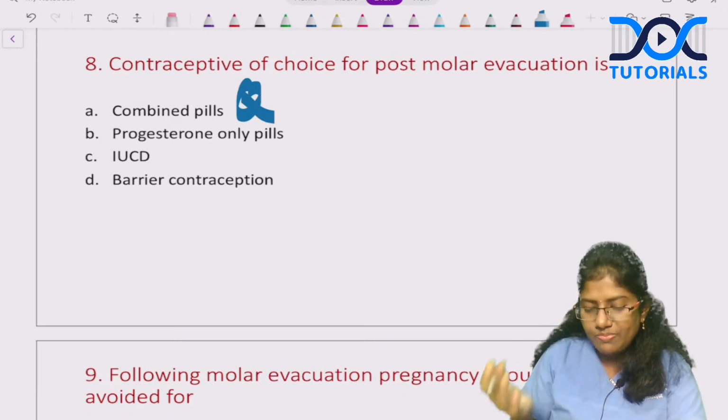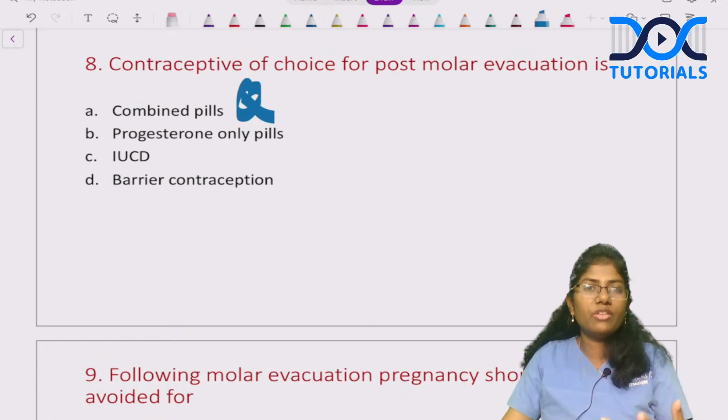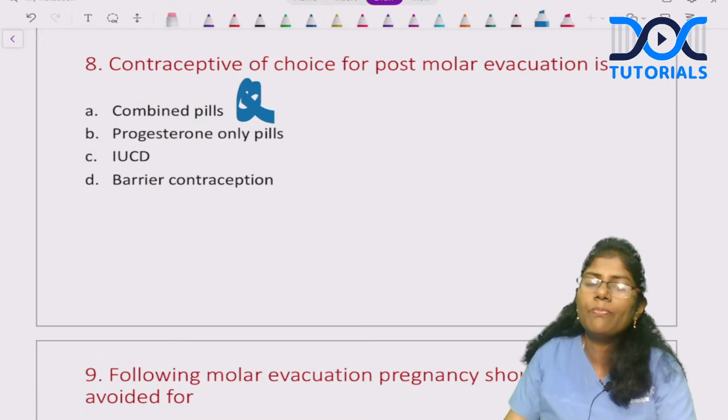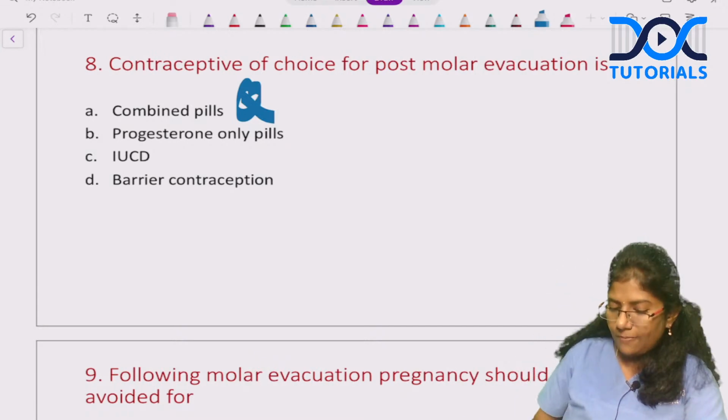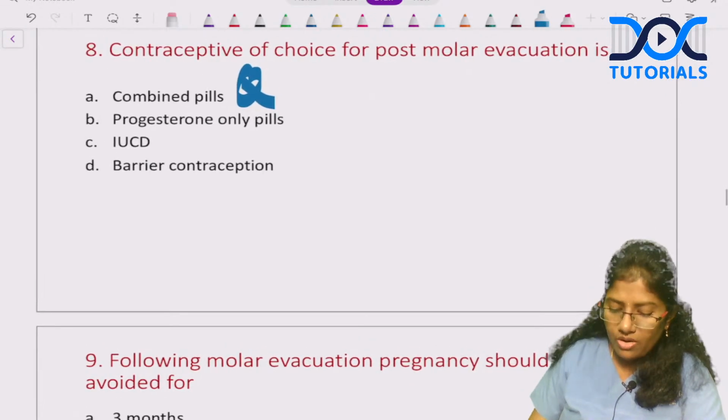We don't use progesterone only pills and IUDs because they can cause breakthrough bleeding, which we don't desire here, because this condition itself can lead to excess bleeding. Also we need to follow the patient, right? So, combined pill is the contraceptive of choice.